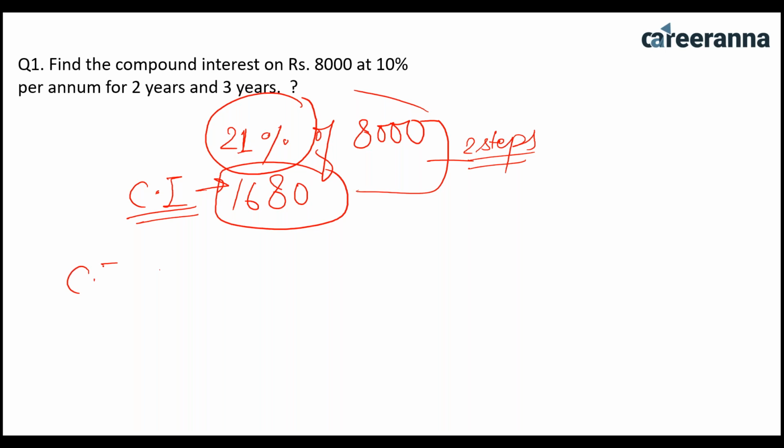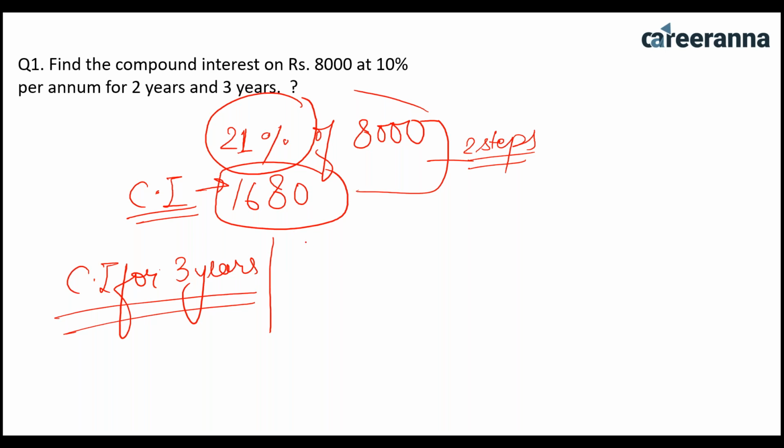Now, if I talk about CI for 3 years. Okay. Let's take 1000 rupee only. As we can see previously also, I was getting my compound interest as 331. If you remember this, for 1000 rupee, I was getting 331 as my interest. Yes or no? How many of you will say yes, we were getting 331 as our interest.